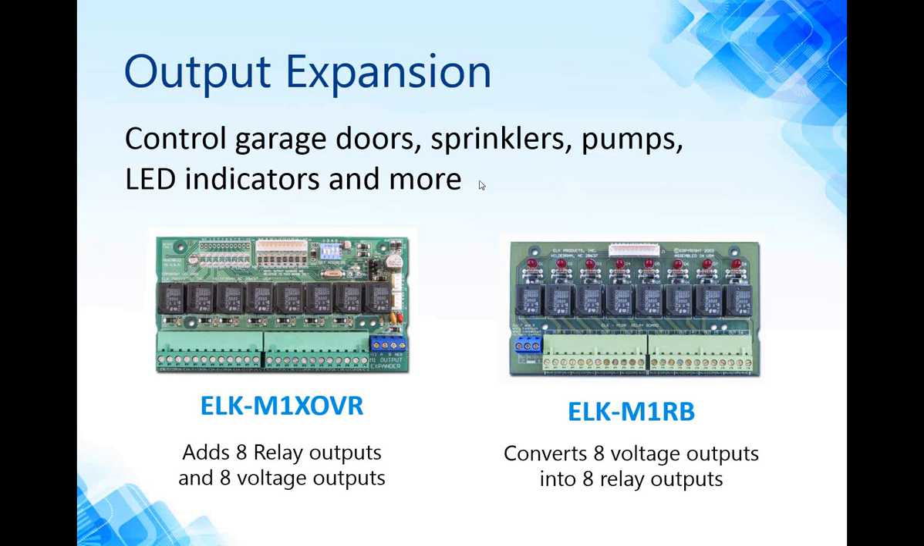The dip switches on the XOVR determine the starting output number of your relay. And you can add additional XOVRs to the data bus, and you can even remote locate them if you need, say, sprinkler control. It'd be more convenient to have the XOVR out in the garage where the solenoids are versus at the control. The XOVR can reside on the M1 data bus.